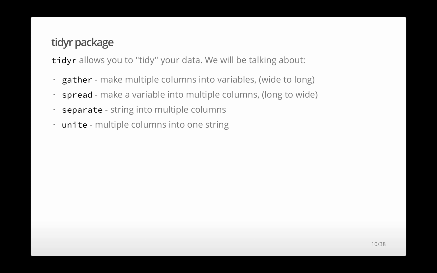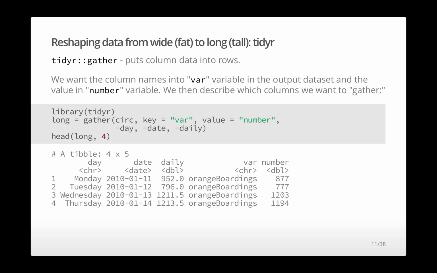Unite is the complete opposite. You have 3 columns, you want to paste them together with some separator, and it joins them together. But gather and spread. So you gather up columns into variables, so you go from wide to long, and spread, you spread them out, so you go from long to wide. Okay, so we're going to put columns into rows.